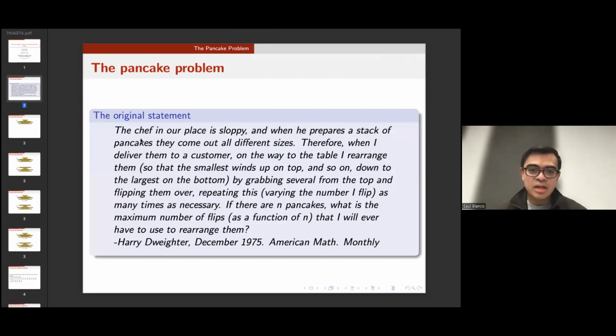The chef in our place is sloppy, and when he prepares a stack of pancakes, they come out all different sizes. Therefore, when I deliver them to a customer on the way to the table, I rearrange them so that the smallest one's up on top and so on down to the largest on the bottom. By grabbing several from the top and flipping them over, repeating this, varying the number I flip, as many times as necessary. If there are n pancakes, what is the maximum number of flips as a function of n that I will ever have to use to rearrange them?